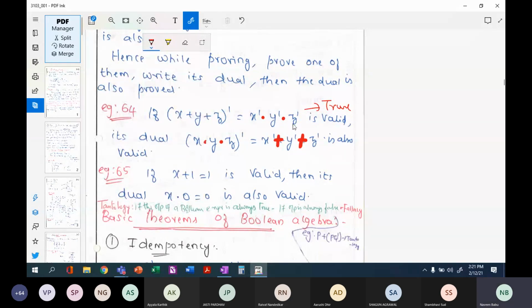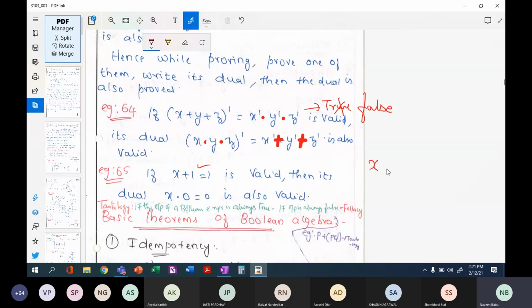Only if this expression is true. If this expression is false, then obviously the duality expression that you apply will also be false. Okay. Now let us apply a very simple rule. We have just studied that ORing a variable with 1 will always be equal to 1. Right. So obviously this is a valid expression. So what is the duality of this expression?